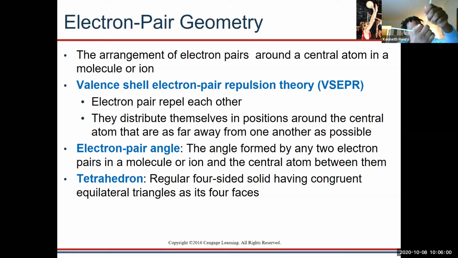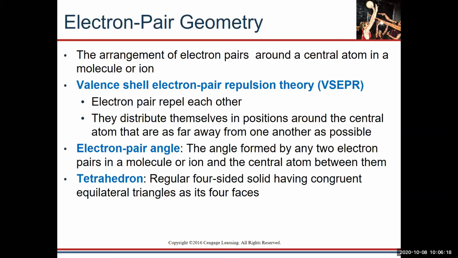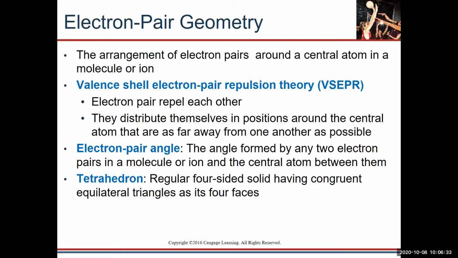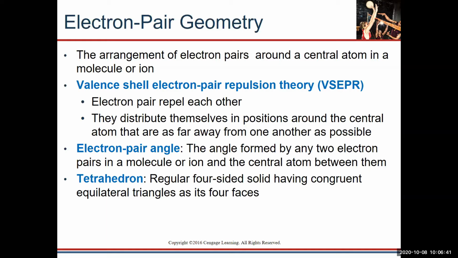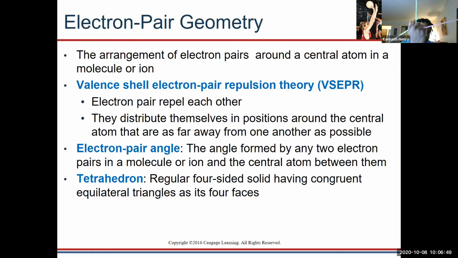Now, if I have 3 of these, my bond angle is going to be what? 90? So 360 divided by 3, is that 90? No. 90 would be like this. It's 120. Yes. Because I have 3 attachments, it's going to be 120, and they want to be as far away as it could possibly be.